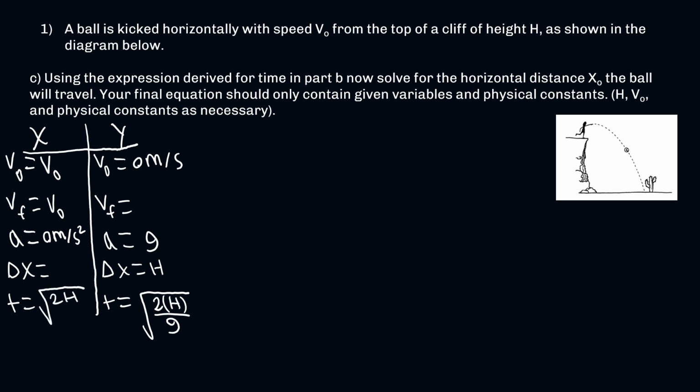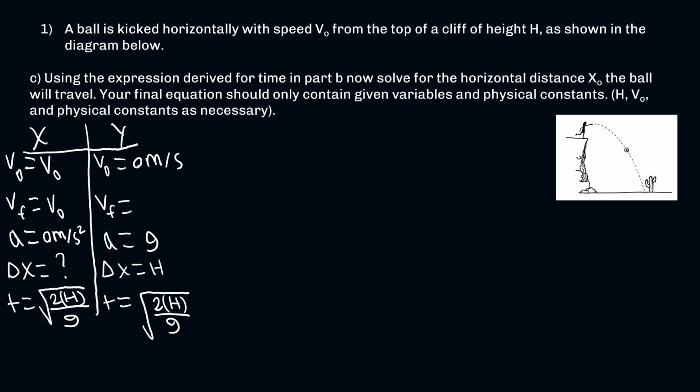2 times h all over g. All right, so now in the x direction, since we are trying to solve for the horizontal distance, we're going to use our kinematics equations for that. So we're trying to find delta x. That's my question mark here. I have initial velocity, I have acceleration, and I have time.